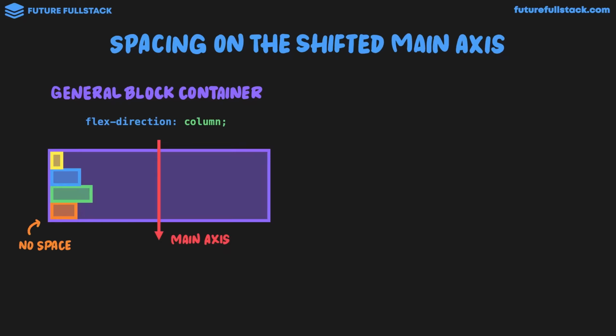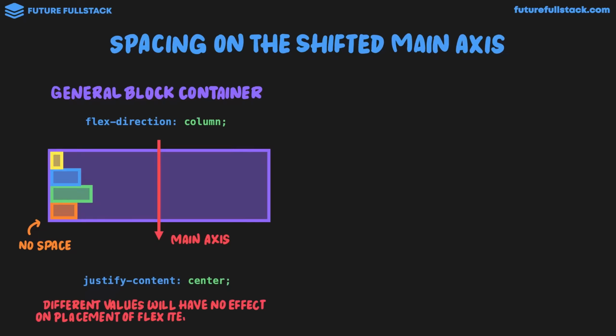So if we come and set a value like justify content center, different values will have no effect on placement of Flex items as there is no space. Because there is no space along the main axis inside the Flex container, setting any value on justify content will have no effect. Let's now compare this with a container with a set height.